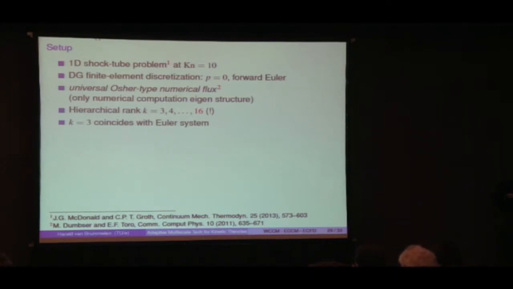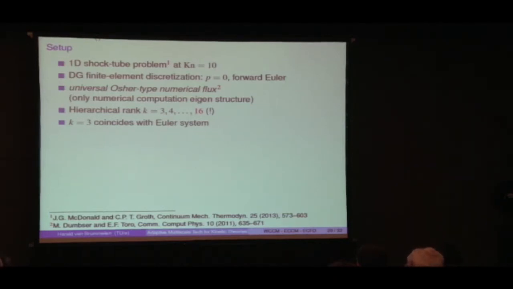We consider hierarchical ranks up to 3, which is the Euler system, up to 16, which is extremely high. So what we've seen in this field so far is up to, say, 4 or 5, maybe 6. With this new approximation, we can bump it up to 16, and actually the computation for 18, 20, and beyond are running now. It's extremely stable. You can go to really high orders.